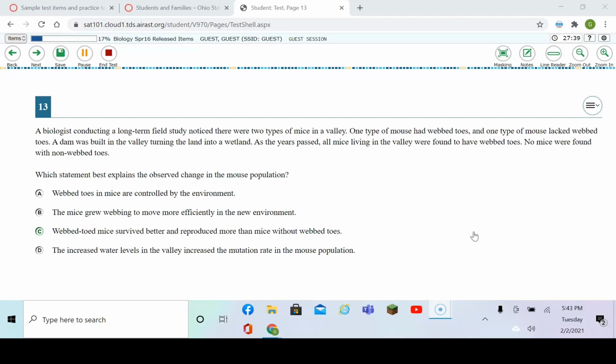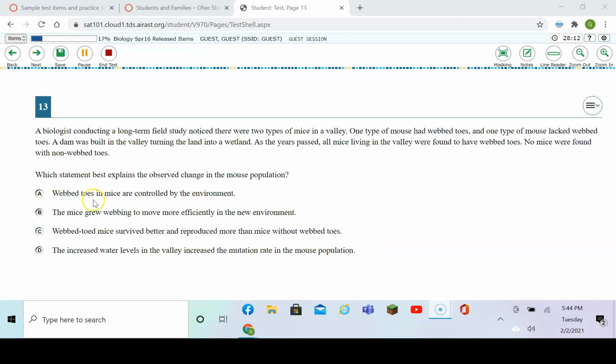Okay, when the environment changes, those who can survive and reproduce are the ones that are going to live in the environment. So which statement best explains the observed change in the mouse population? Webbed toes in the mice are controlled by the environment. The mice grew webbing to move more effectively in the new environment. Webbed toe mice survived better and reproduced more than mice without webbed toes. The increased water level in the valley increased mutation rate in the mouse population.